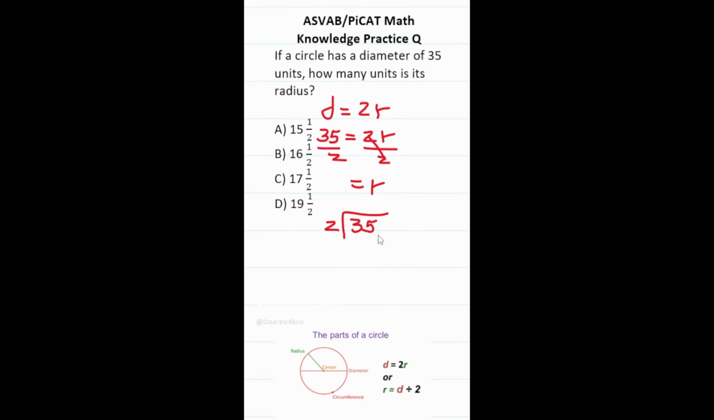35 divided by 2. 2 goes into 3 one time without going over. 3 minus 2 is 1. Drop down this 5, of course. 2 goes into 15 7 times without going over, given that 2 times 7 is 14 with a remainder of 1. This 17 is going to be our whole number, of course. This remainder of 1 is going to be our numerator, and this 2 is going to be our denominator. So we can see that this one is going to be C, 17.5 units.